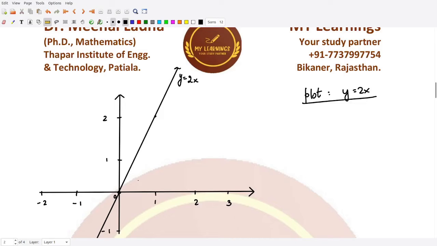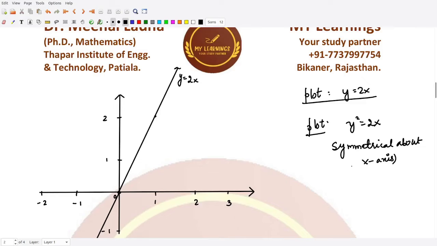So this is what you have as a line. Next you wanted to plot the parabola, which is y square is equal to 2x. Now you see you have y square here, so that means if you substitute the positive values of y, it would give you the same values of x, and if you substitute the negative values of y, that would also give you the same result. So that means this is symmetrical about x axis.